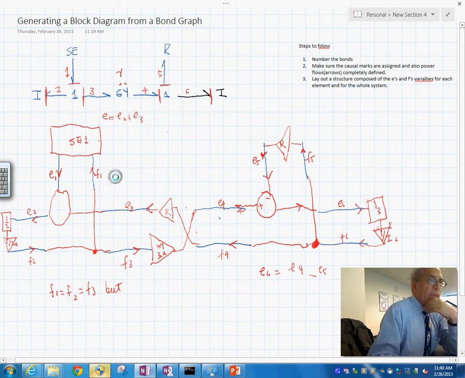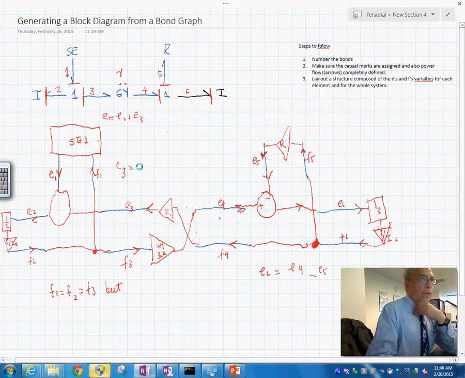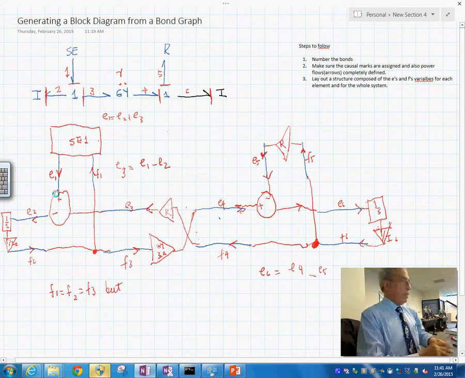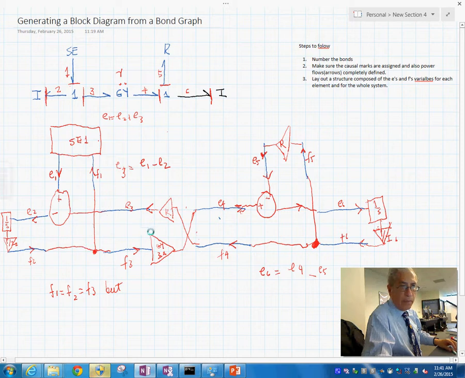But if you write it in terms of E sub 3, you have E sub 3 is E sub 1 minus E sub 2. And therefore this would be a plus and this would be a minus. And that way we have it all complete. We have generated the block diagram from the bond graph.